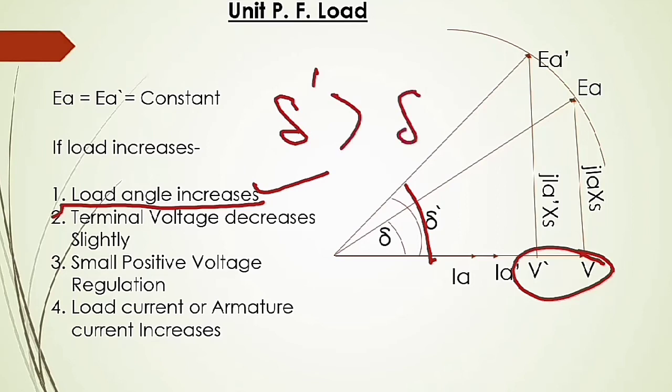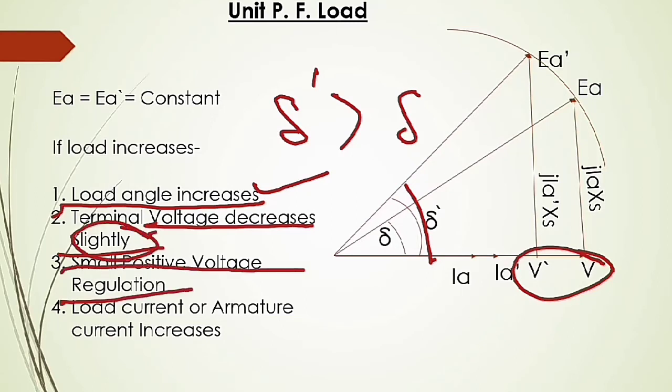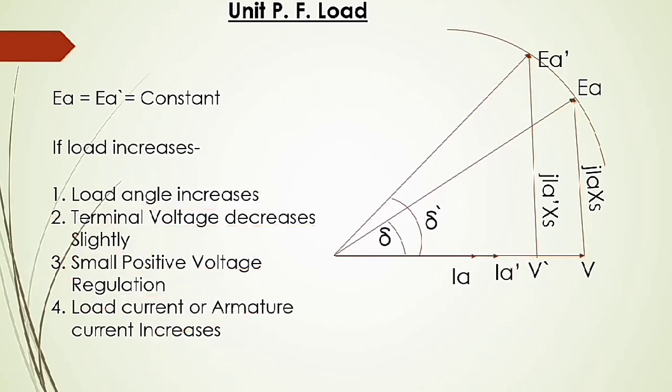Then the second one: terminal voltage decreases slightly. Yes, that is true. So we have a small positive voltage regulation, as we know voltage regulation is inversely proportional to terminal voltage. If the terminal voltage slightly decreases, we have a small positive voltage regulation. So try to remember this. Then the last one: load current and armature current increase in this way.